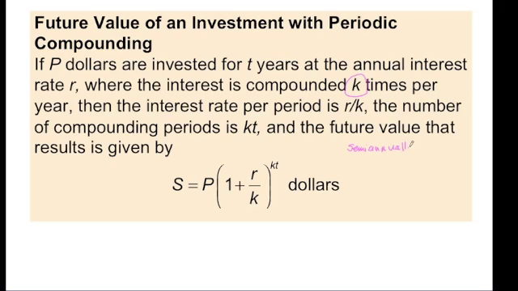Now, if it's compounded semi-annually, K equals 2. If it's compounded monthly, K equals 12. If it's compounded quarterly, that really means you're going to divide the year into 4 quarters, so K equals 4. If it's compounded daily, we use K equals 365 days in a year. If it's compounded weekly, we use K equals 52 weeks in a year. So those are some values for K that you might want to take note of.